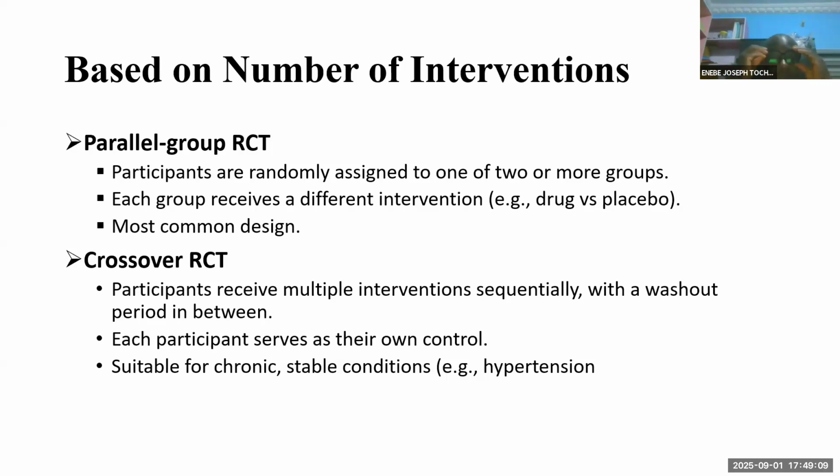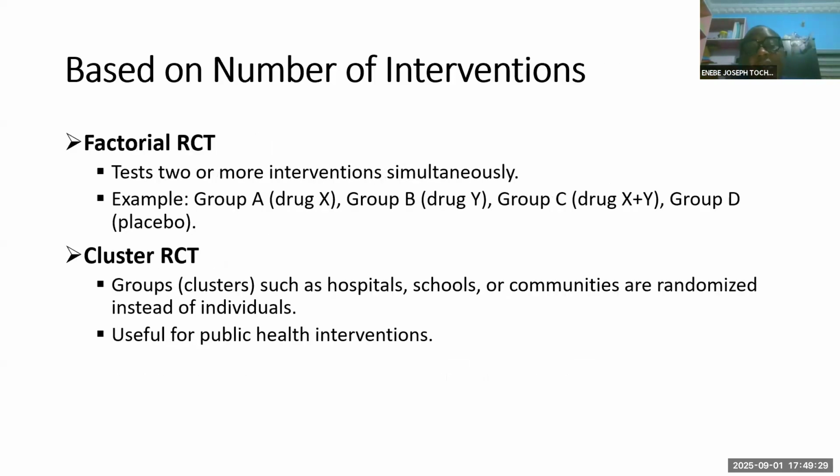Now, we have the crossover trial, where participants receive multiple interventions sequentially with a washout period in between. What it means is that each participant serves as their own control, and it's suitable for chronic stable conditions like hypertension. Now, another, based on the number of interventions, is the factorial randomized trial, where you test two or more interventions simultaneously. For example, you have drug A, you give it to one group, drug B, you give it to another, and then a combination of both A and B you give to another group. And then another group receives placebo.